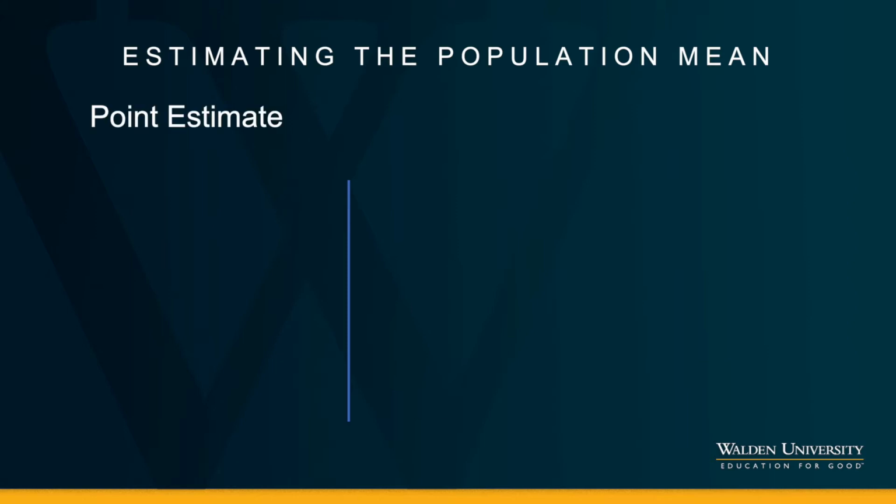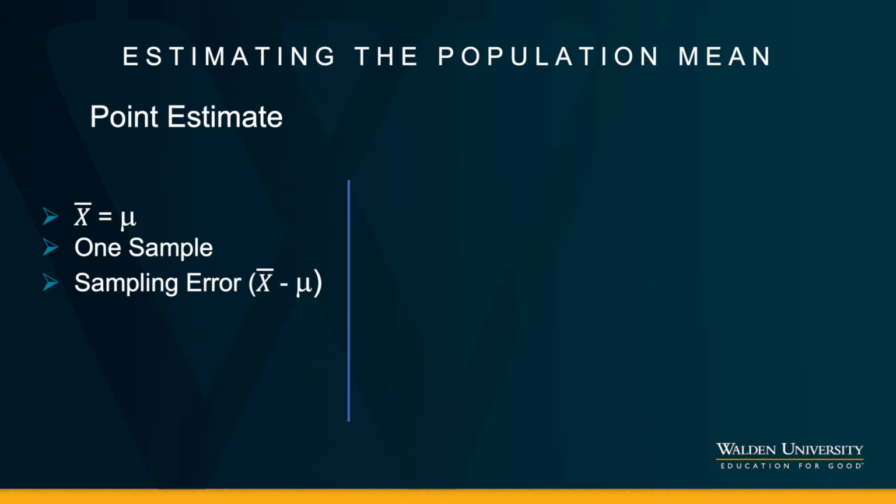We can take a limited sample and use the point estimate of the sample mean. For that one sample, we'll calculate the mean of the sample, and it stands in for the population mean. The drawback is that we're only sampling once, and it's very well possible that we will deal with an error, that there will be a distance between that sample mean and the population mean, and that's called a sampling error.